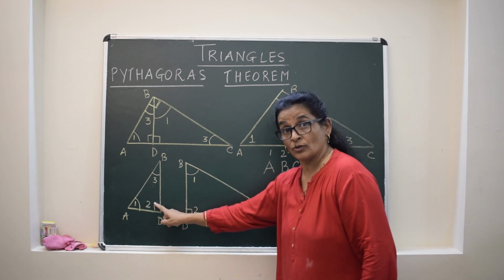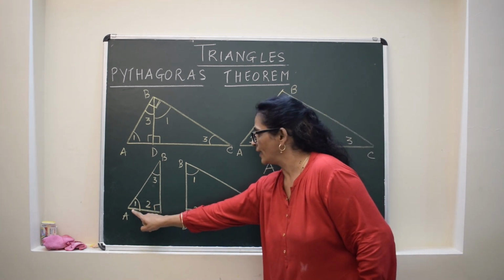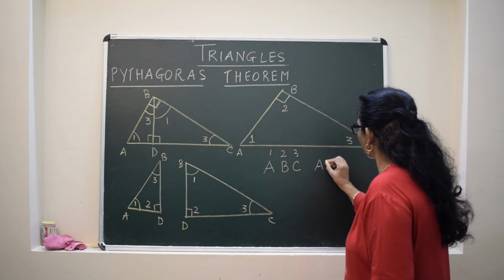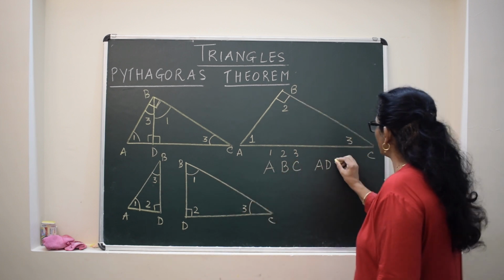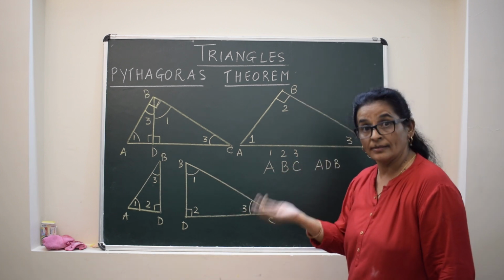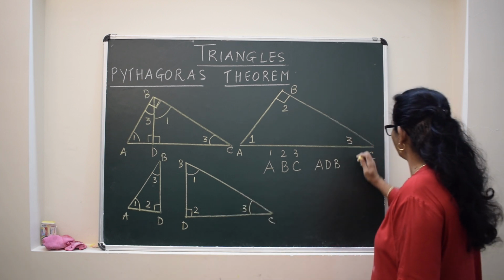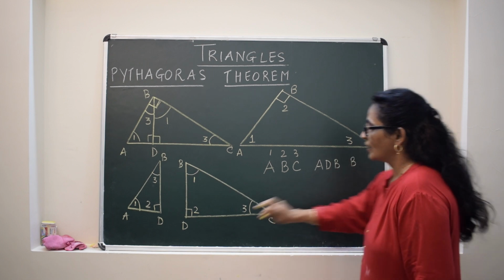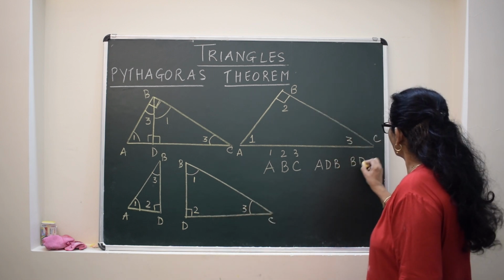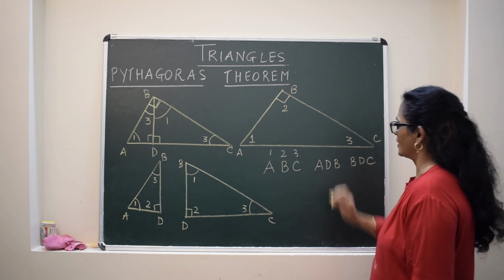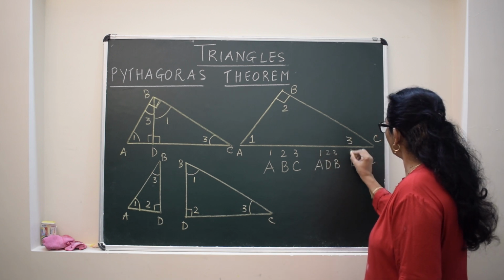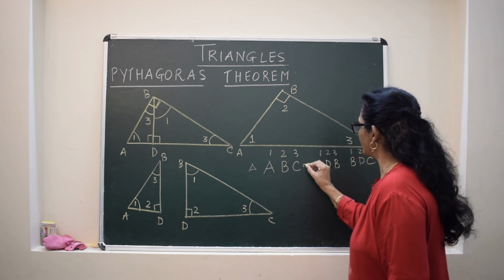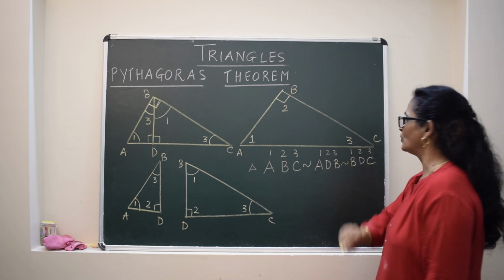Now the second one. I want to write the correct order. I'll just go by the angles. Angle 1 is A, angle 2 is D, and angle 3 is B. So this is one triangle. Third one is, here 1 is B, 2 is D, and 3 is C. So what have we got? 1, 2, 3, 1, 2, 3. This is the correct order, meaning this triangle is similar to this triangle, is similar to this triangle.